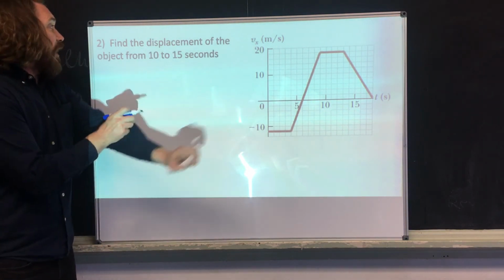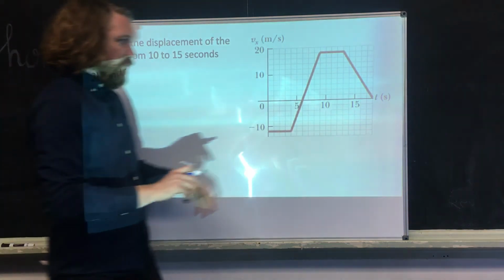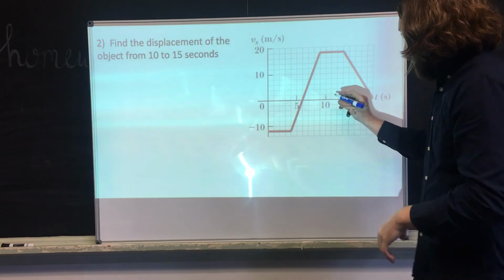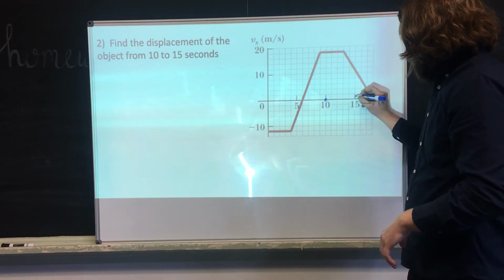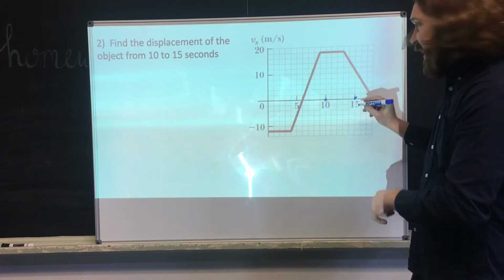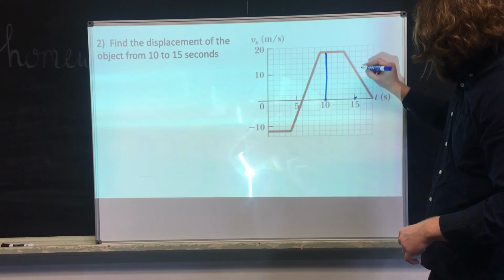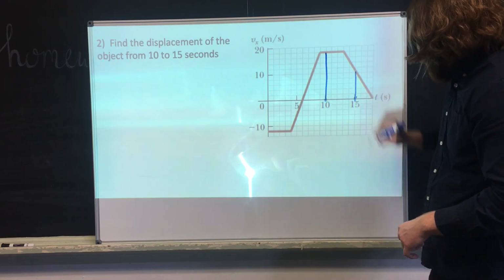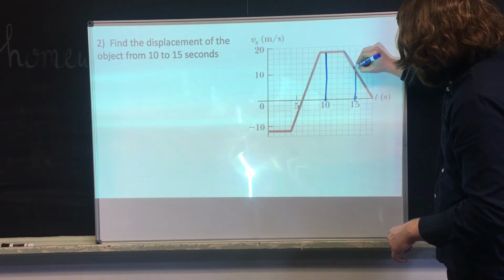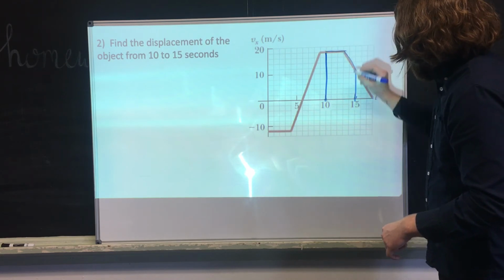Same graph, but now I want to find the displacement from 10 to 15 seconds. So we're just doing a little portion of the graph. We're only going from 10 seconds to 15 seconds. So how do we do this? Well, I only care about this area. So go to the line, draw a line down to 10, go to the line, draw a line down from 15, and we want to find the area of this shape right here, okay?